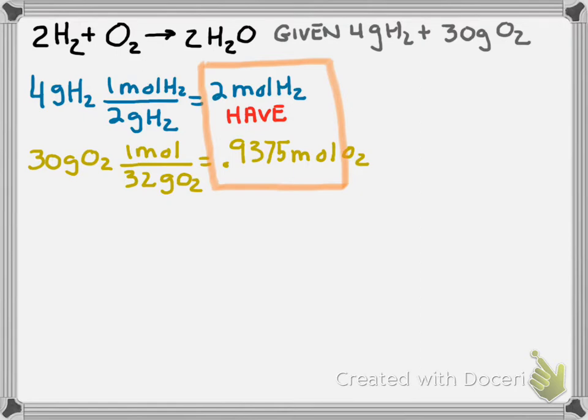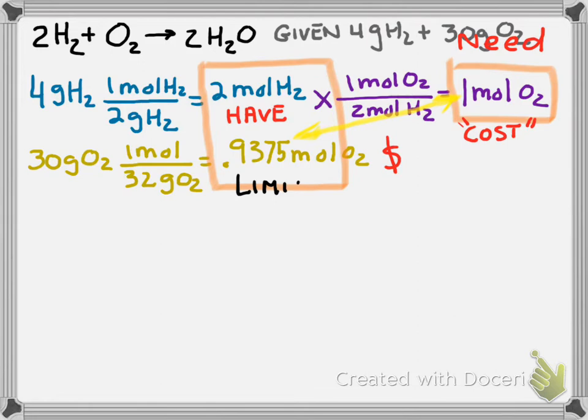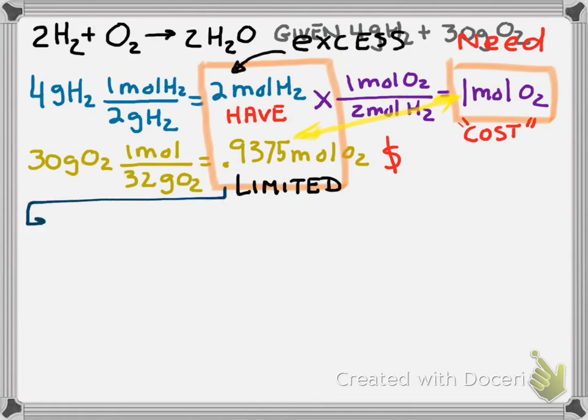Now, that represents the amount of hydrogen and oxygen that you actually do have. And now we're going to enter the world of theory and figure out, based on the hydrogen here, how much oxygen we actually need in this reaction. We need 1 mole of oxygen to react with 2 moles of hydrogen. So we're going to compare the amount of oxygen that we need to the amount that we have. It's kind of like thinking about the cost of something you want to buy and the amount of money you have in your pocket. In this case, the oxygen is limited. And again, that means that the hydrogen must be in excess.